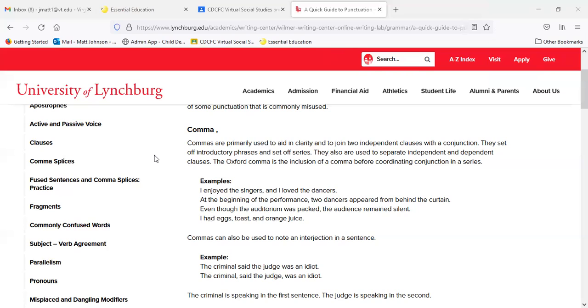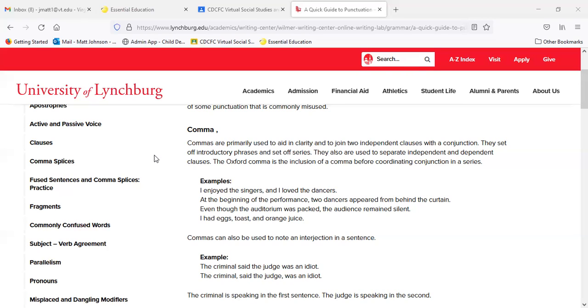Yeah, so they set off introductory phrases and they set off series. They also are used to separate independent and dependent clauses. So the Oxford comma is the inclusion of a comma before a coordinating conjunction in a series. So we'll talk about that in a second.